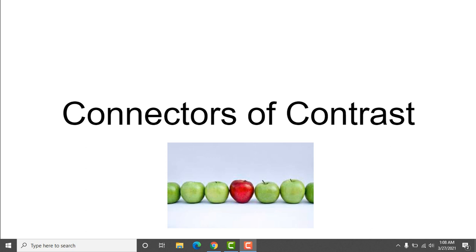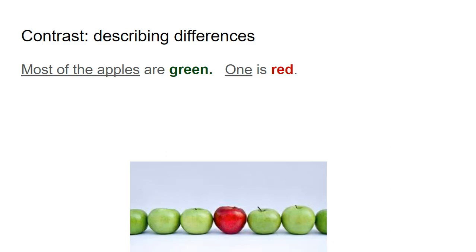Hi everyone, this is a grammar preview of your Burlington English lesson today, which is a grammar lesson, yay, on connectors of contrast. So connectors of contrast is a very fancy way of saying words you can use to talk about opposites or differences. So a connector joins ideas or phrases or clauses together, and contrast means difference. So contrast is describing differences.